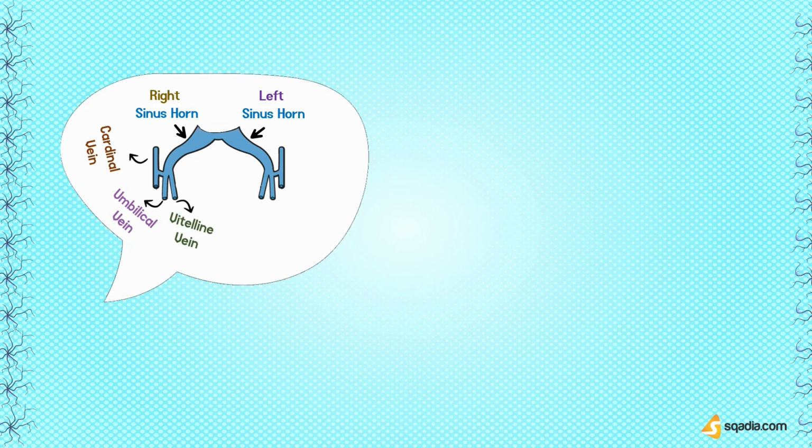Well, medical class, let's discuss the structure and fate of sinus venosus. Sinus venosus has a left sinus horn and a right sinus horn. As you can see, each horn has 3 further extensions. These horns are formed by the major embryonic veins. The right sinus horn has cardinal vein, umbilical vein, and vitelline vein. Similarly, the left sinus horn has cardinal vein, umbilical vein, and vitelline vein.